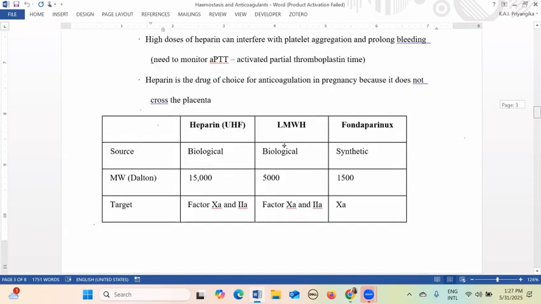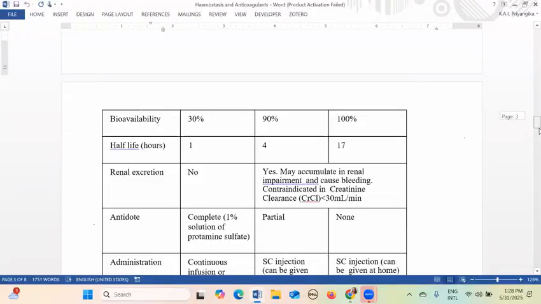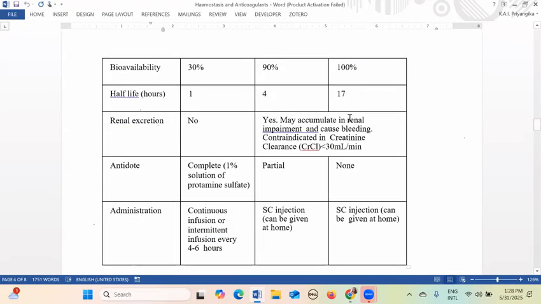So heparin source is biological, everything is biological, but fondaparinux is a synthetic derivative of heparin. Molecular weight: this is high molecular weight, this is low, this is even lower. Target is factor 10A and 2A for heparin, factor 10A and 2A as well for low molecular weight heparin, and fondaparinux's target is factor 10A. Half-life is higher with the synthetic one.